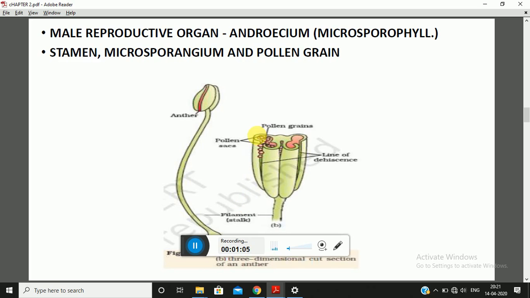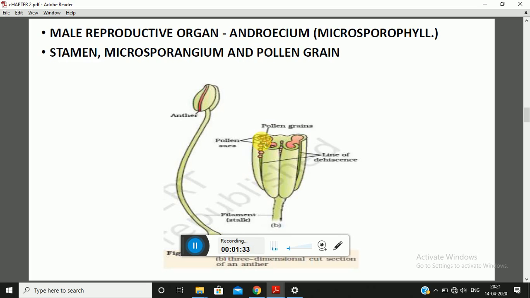If you see the cut section of the anther, there is a three-dimensional cut section of the anther which has been shown here, in which you can see there are chambers which are present in the anther, and within those chambers the pollen grains are present, and there is a line of dehiscence which you can see, which leads to the release of pollen grains.